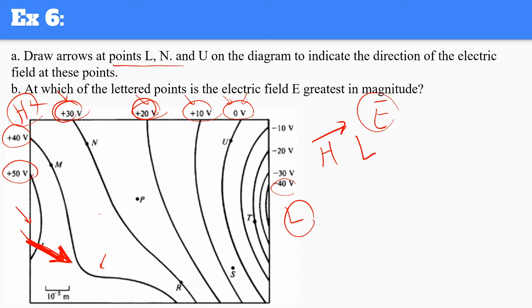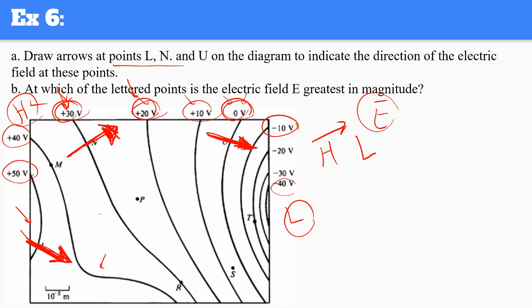And the next one is N. So we are going to basically have a perpendicular line, and it's going to go from high potential to low potential. So its direction is going to look like this. And the last one is U. So this is going to look like this. And again, it's going to go from high to low, 0, negative 10. So 0 is greater than negative 10, so it's going to go from 0 to negative 10 direction. So these are the electric field lines at those given points.